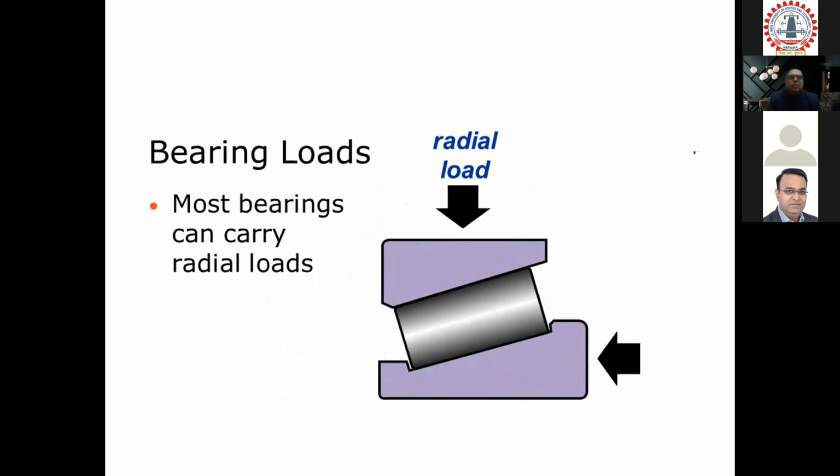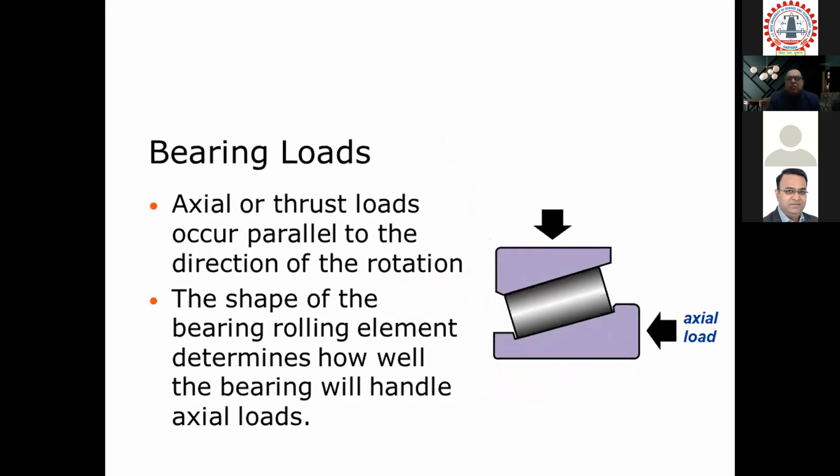First of all, let's look at bearing loads. There can be a radial load on the bearing which is acting perpendicular to the shaft, and most bearings can carry radial load. There could also be a load which can act parallel to the shaft, which is axial load. The shape of the rolling element basically would determine how well the bearing will handle axial load.